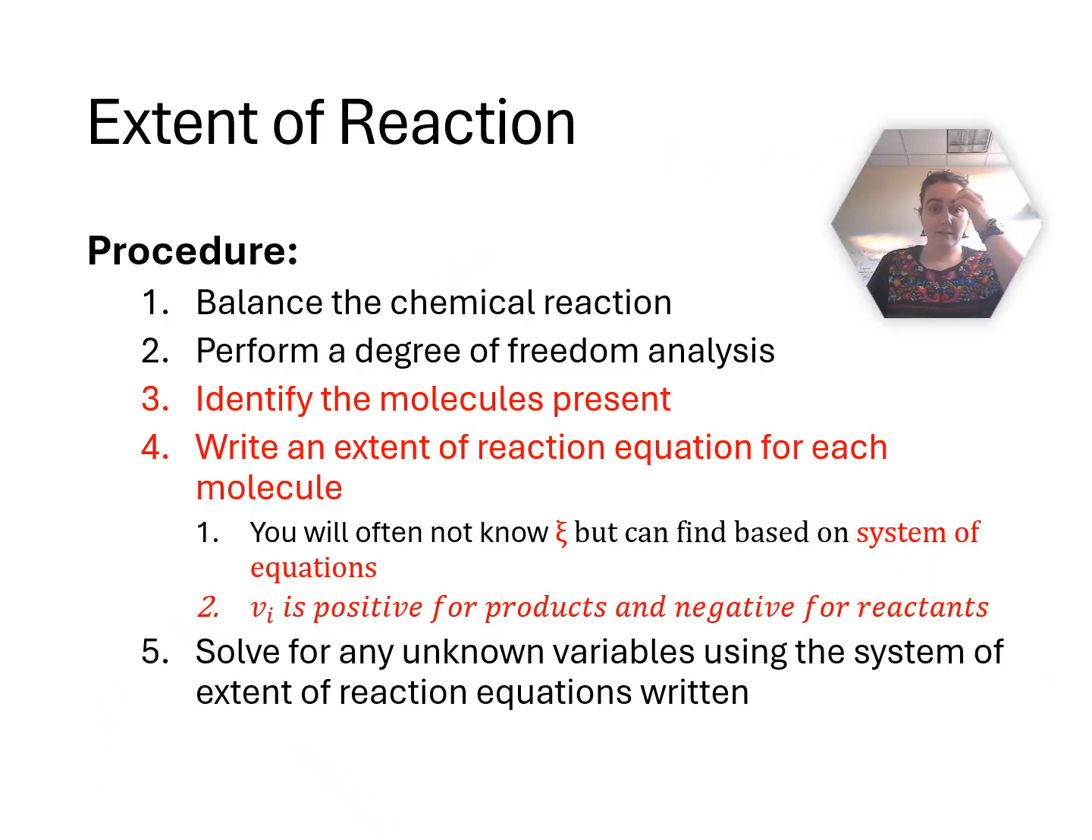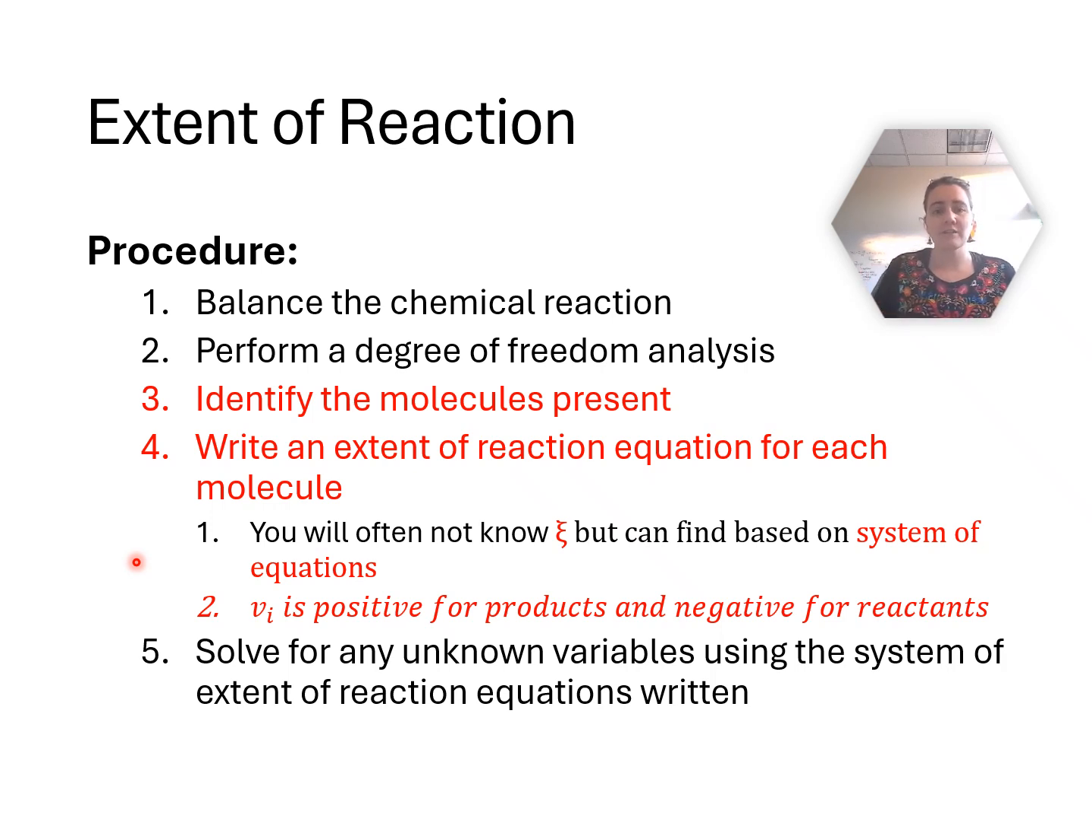So our procedure for extent of reaction, same as always. We balance the chemical reaction, we perform a degree of freedom analysis. That's not changed. Okay, then we identify the molecules that are present. Remember, we're not using atoms at this point. Then we use our new equation for extent of reaction, and we write an equation for each molecule. Okay, you will often not know what E is, but you can find it based on your system of equations. So that's really important. So you don't always get given what E is. Sometimes we can find it, but sometimes we can't.